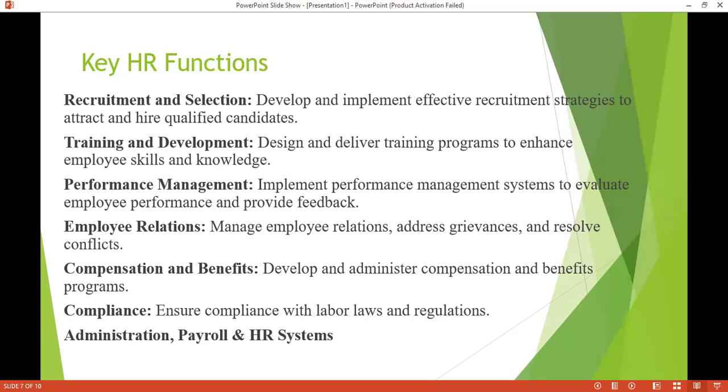Then administration, payroll, and HR. That includes payroll: how you pay them on time, at the end of the month or the beginning of the month, whatever system you are using, you need to maintain it and understand how it works. So that's the essence of being an HR person.